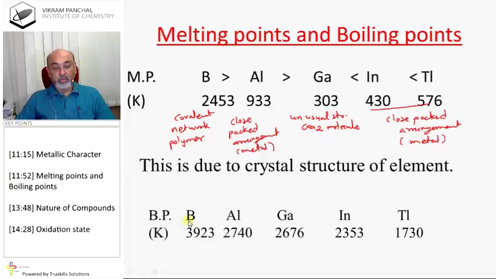Boiling point: boron, aluminium, gallium, indium, thallium. And here there is a regular trend that from boron to thallium the boiling point decreases.